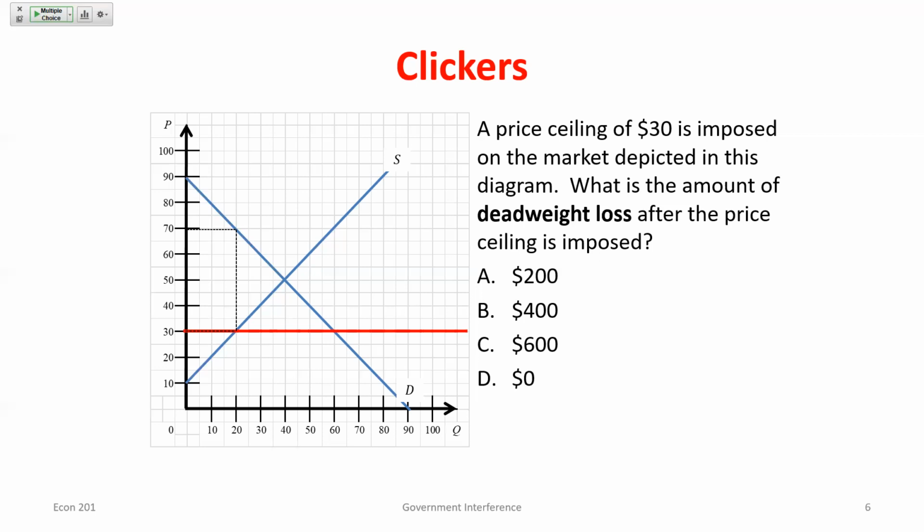Okay, so that triangle will represent that area. Its height is 70 minus 30, so 40. The base goes from 20 to 40. I sold 20 fewer units after this price ceiling. So 20 times 40 is 800. And then it's a triangle, so divide by 2 or multiply by 1/2. So 800 multiplied by 1/2.